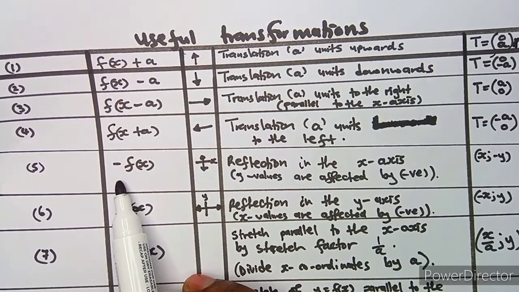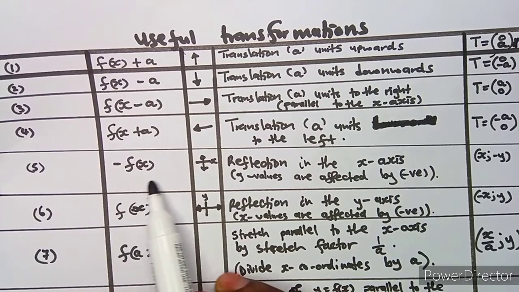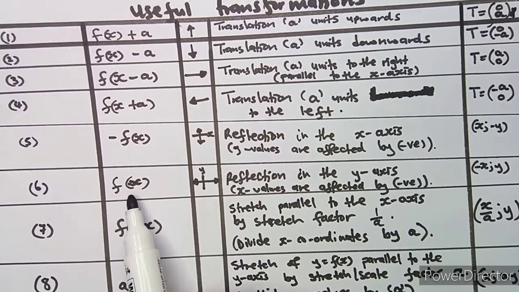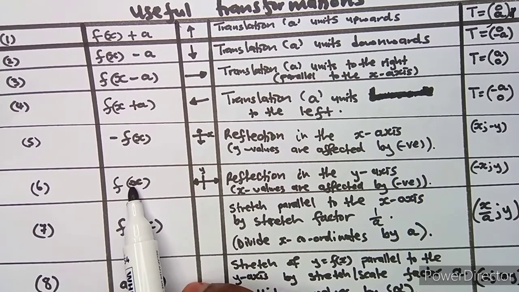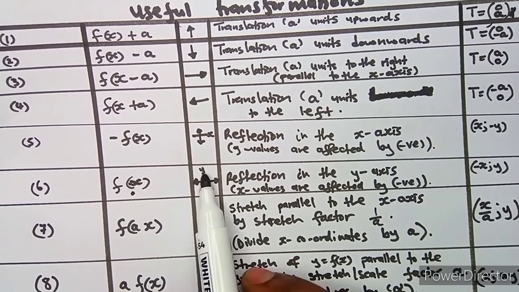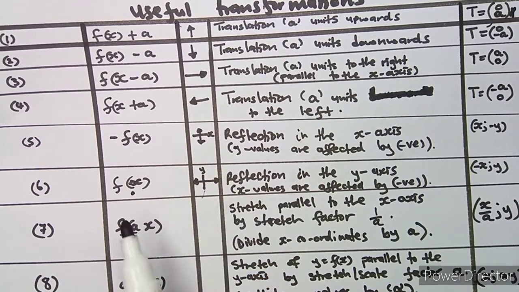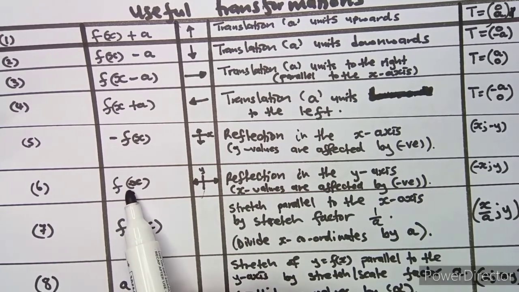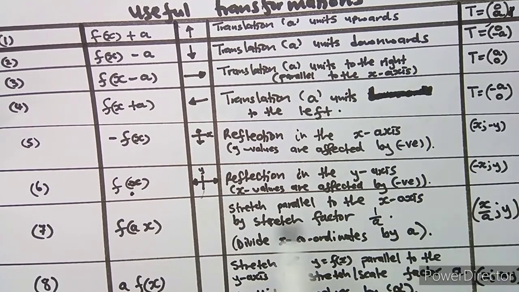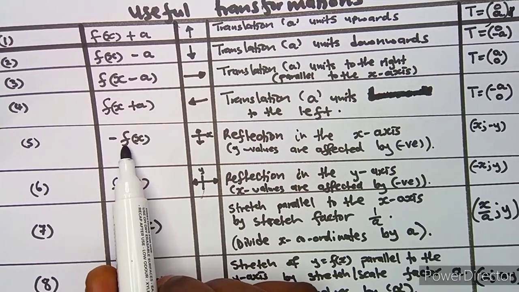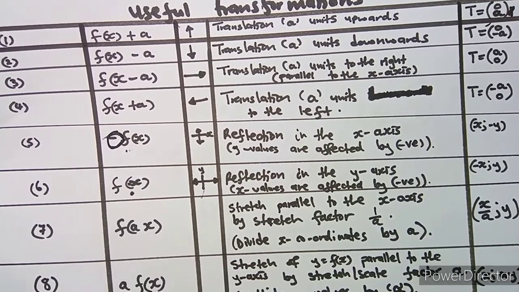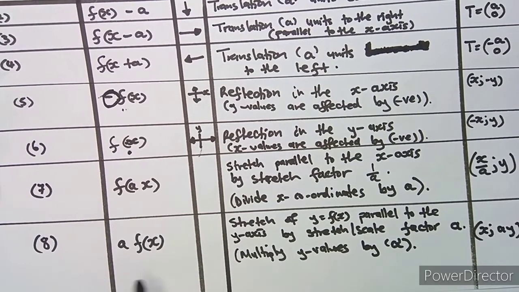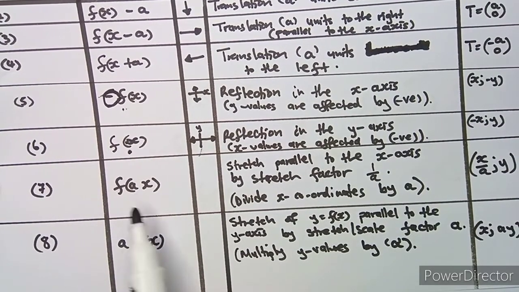Minus f of x is a reflection in the x-axis. So we need to know the reflection, and when it is f of minus x, it's a reflection, but this time in the y-axis. Which means you multiply the x values by a negative. This time, for f of x, this is y, so you multiply the y values by a negative.